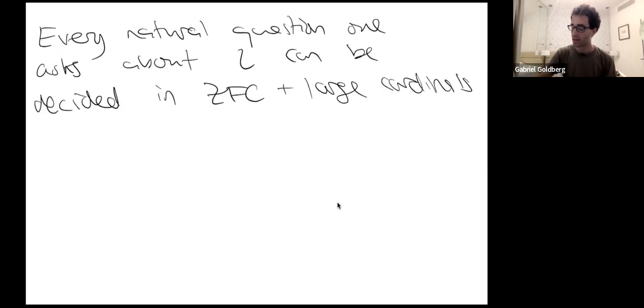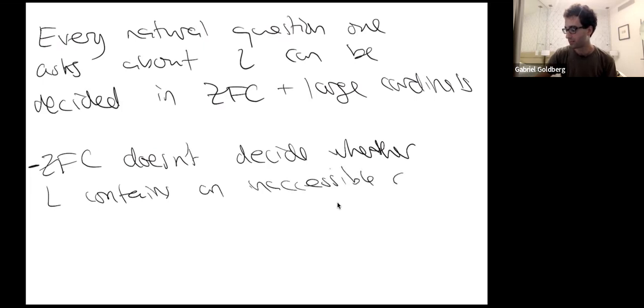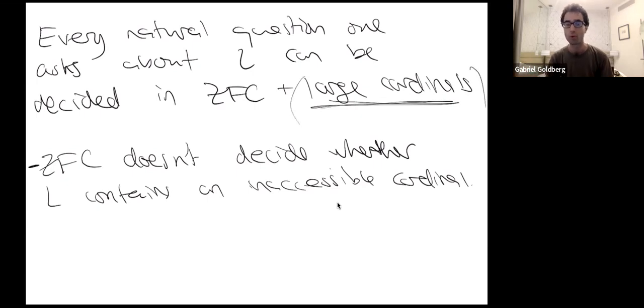So for example, ZFC doesn't decide whether L contains an inaccessible cardinal. But of course, ZFC plus an inaccessible cardinal does decide this. So this is just an example of why you need this extra large cardinal hypothesis here. But in general, this is not usually that important.